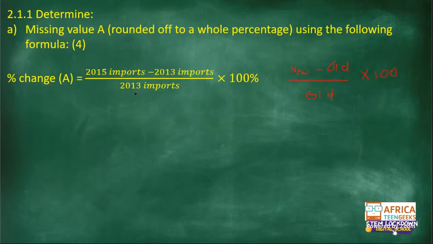It is because right now we are dealing with imports. That is why it is written as imports. But if you're dealing with prices, regular prices, it would be written the same. But as you can see, it's new minus old over old multiplied by 100. And you can see here, 2015 is the new one, 2013 is old, divided by 2013, which is old. So you understand the principle, ne?